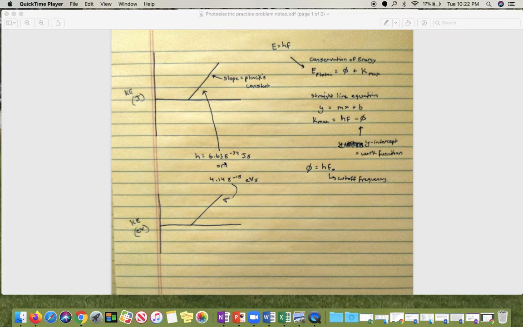Planck's constant is 6.63 × 10^-34 joule seconds. Or if we convert this to electron volt seconds instead, and we divide this by 1.6 × 10^-19, we end up with 4.14 × 10^-15 electron volt seconds. So if the kinetic energy is in electron volts, the slope of the line is 4.14 × 10^-15. If the kinetic energy is in joules, the slope of the line is 6.63 × 10^-34.